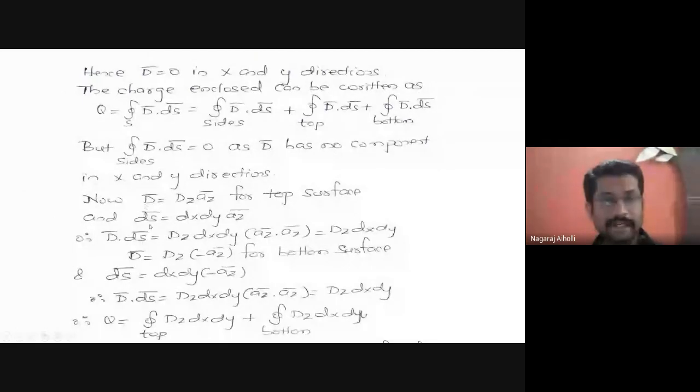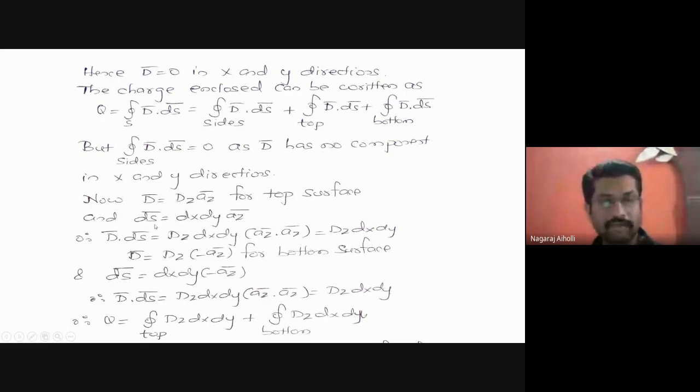Then what is the area ds bar? Area is length into breadth, that is dx dy. Then the unit vector is the perpendicular unit vector, it is az bar. ds bar is dx into dy, length into breadth, and the perpendicular unit vector is az bar. Therefore, d bar dot ds bar.